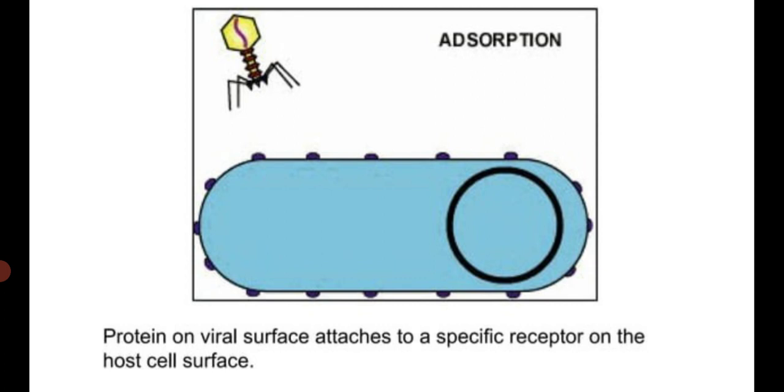Initial absorption is weak and reversible, but it becomes irreversible when the tail pins attach to the lipopolysaccharide. Normally the tail fibers are folded around the tail by the whiskers or collar. When the phage comes in contact with a host, the tail fibers unfold, and for this unfolding there is a requirement of tryptophan and cofactors like magnesium ions and calcium ions.